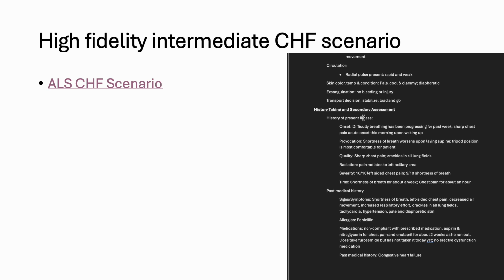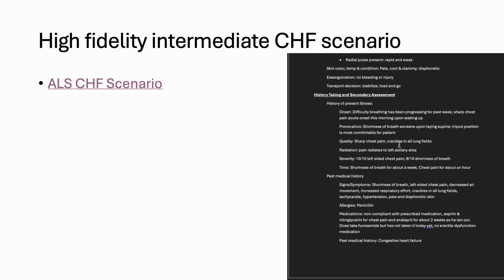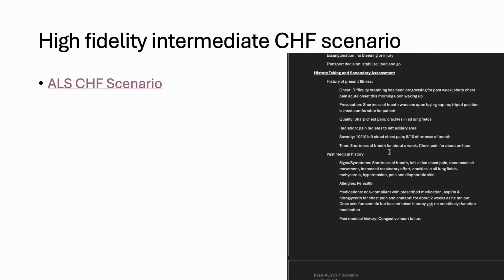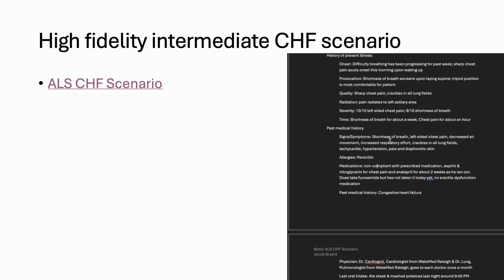Looking at the history of present illness, the patient's difficulty breathing has been progressing for the past week. Sharp pain upon waking up this morning. Laying down makes the breathing worse. Tripod position is comfortable for him. Has a sharp chest pain, crackles in all lung fields for lung sounds. The pain radiates to the left axillary area. Severity is 10 out of 10 left side chest pain, 9 out of 10 shortness of breath. Got the chest pain for about an hour, shortness of breath for about a week.